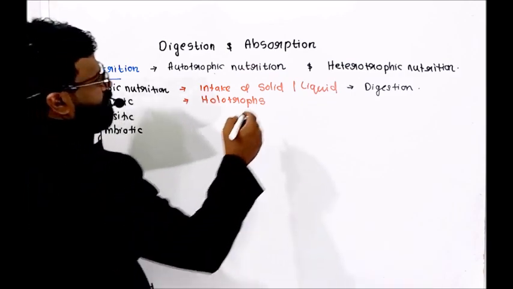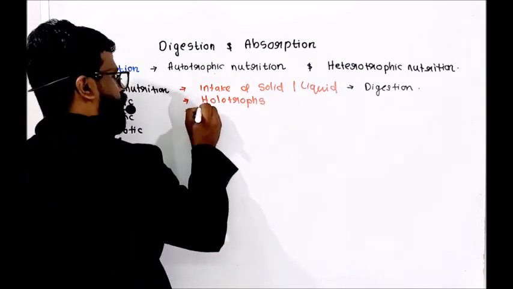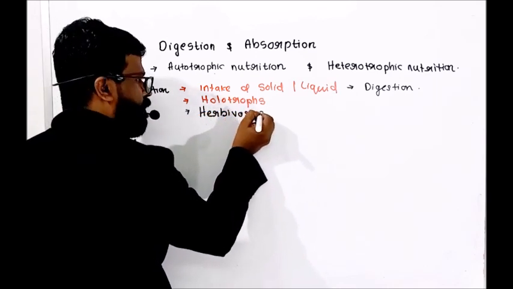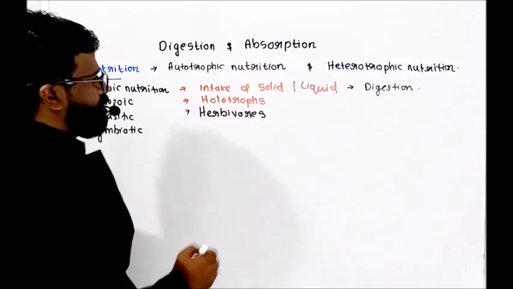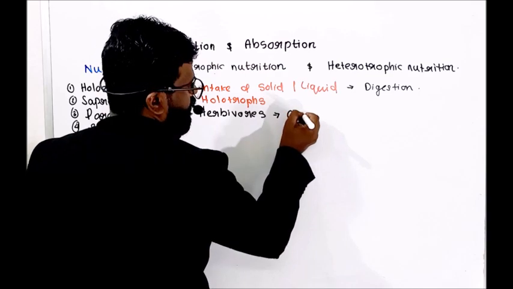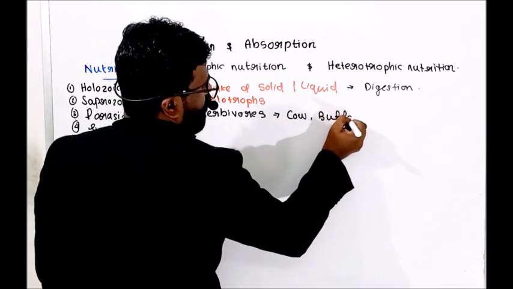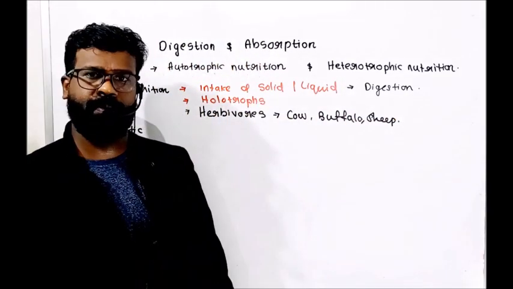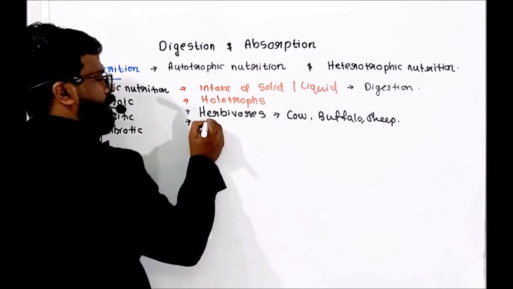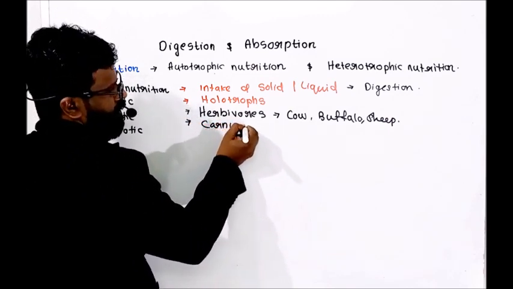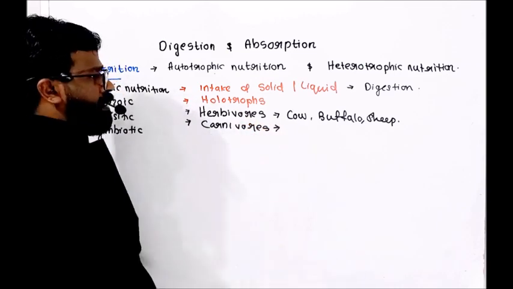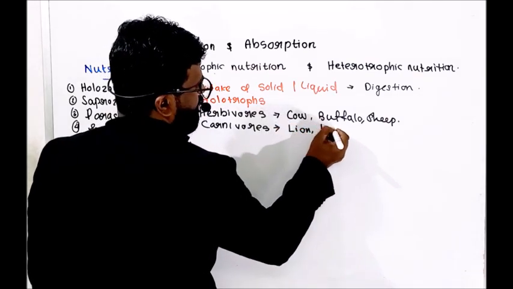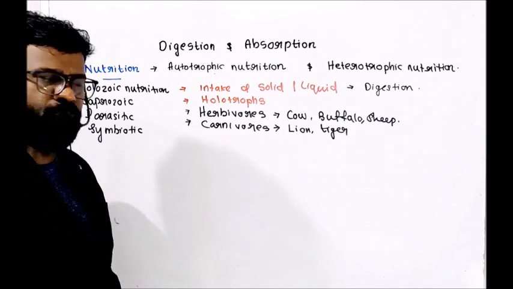Examples of holotrophs. First one, herbivores. Herbivores are holotrophs. Example: cow, buffalo, sheep, etc. Second one, carnivores. These are flesh-eating higher animals: lion, tiger, leopard and so on.